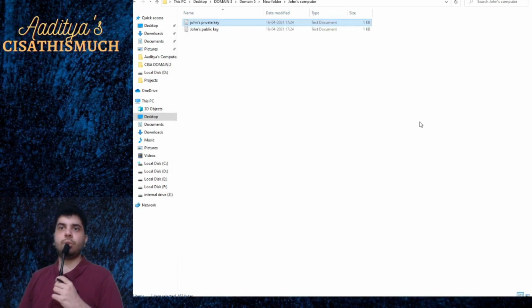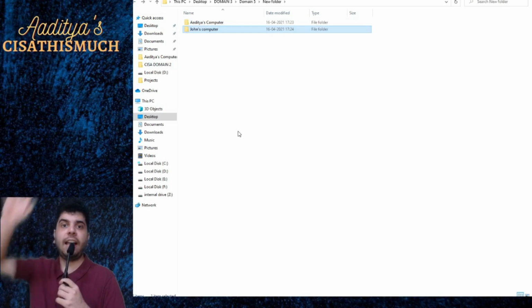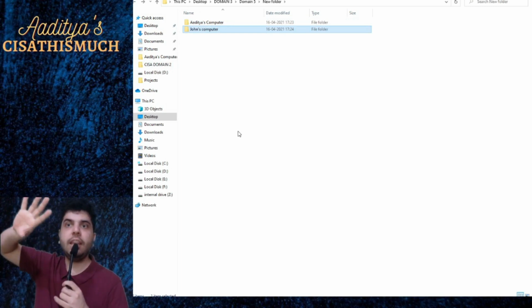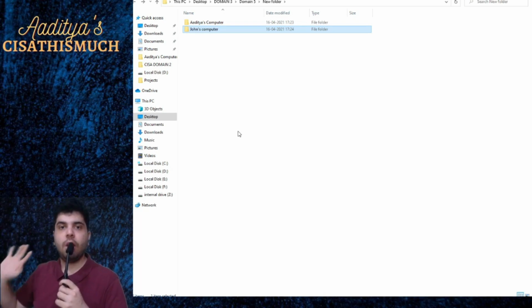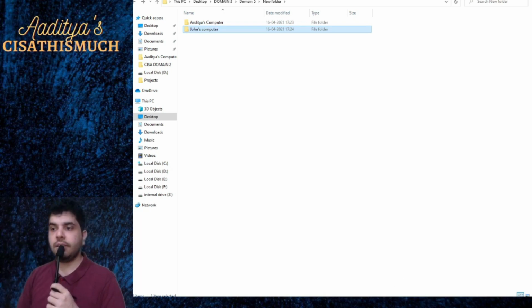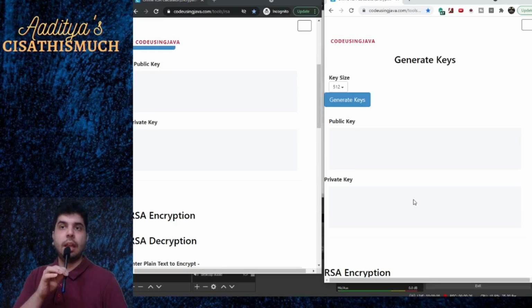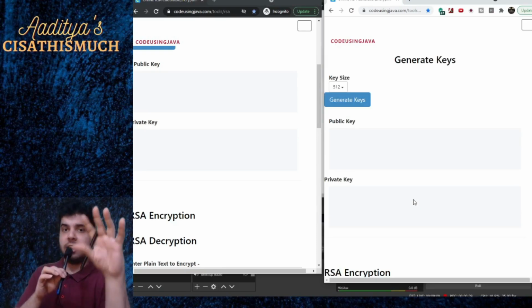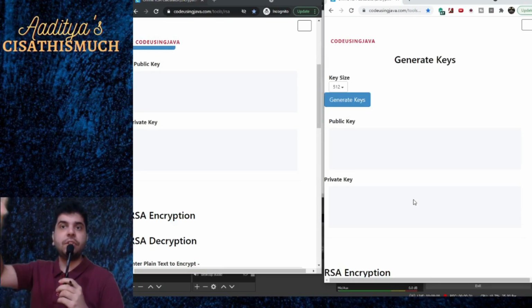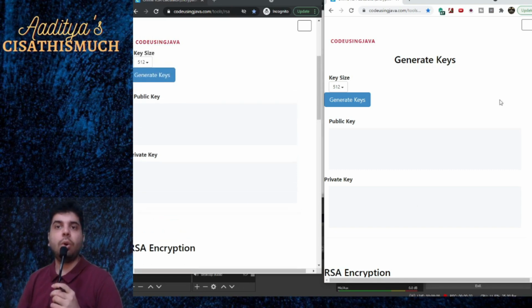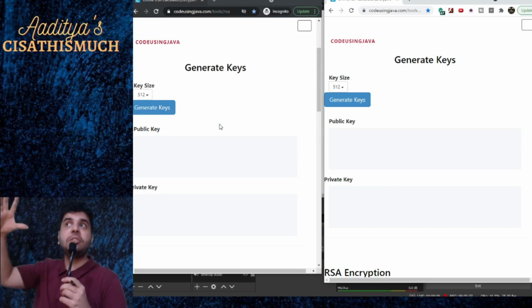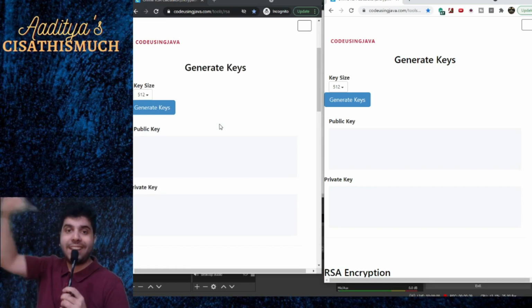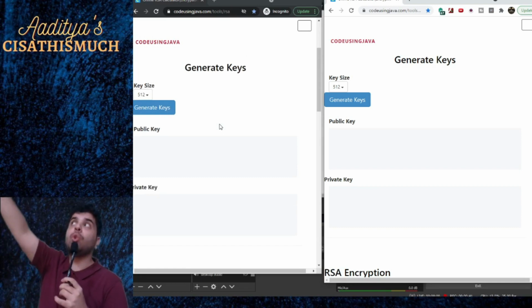All right, so our first task is over. The sender has created his public key and private key, and the receiver also has created his public key and private key. All right, now let's start with the entire process. Now there is sender's computer and then there is receiver's computer. Now the sender, Aditya, wants to send some particular data, particular text, particular information to John.